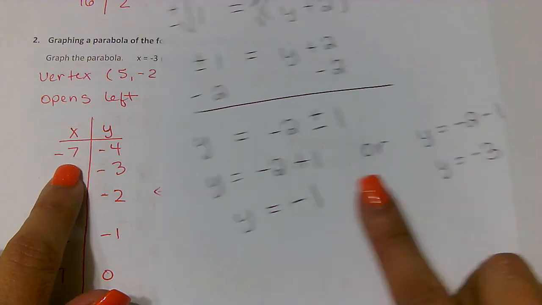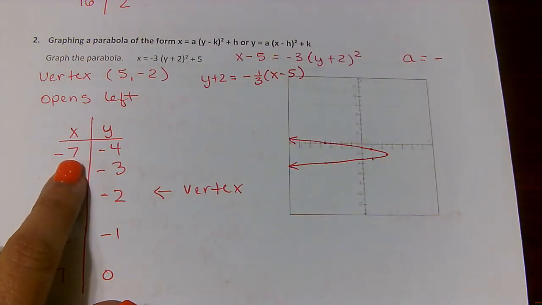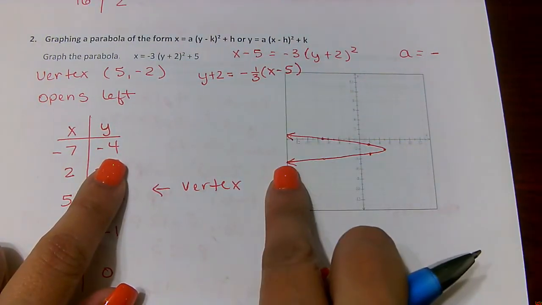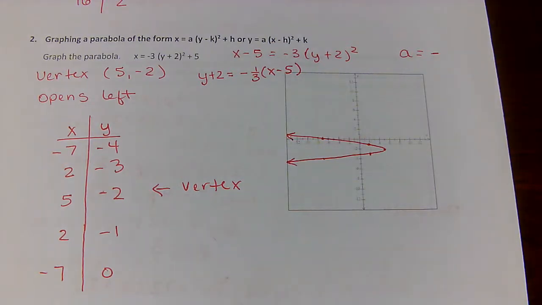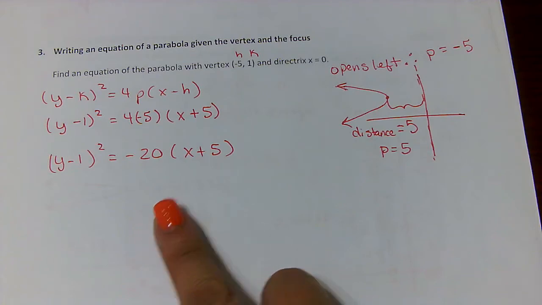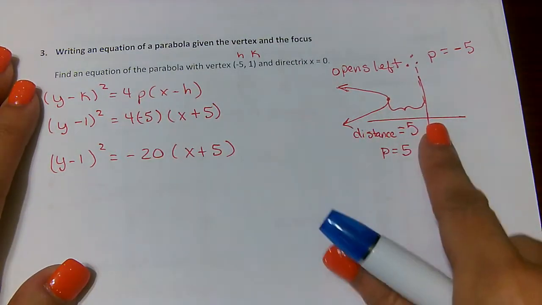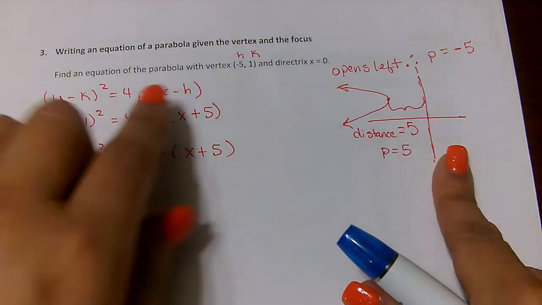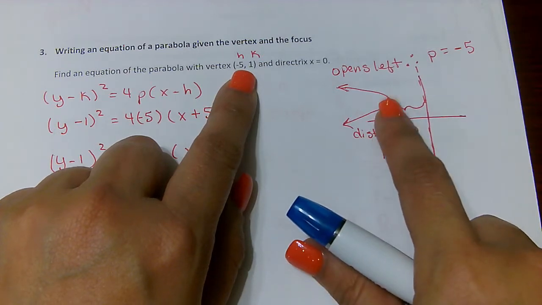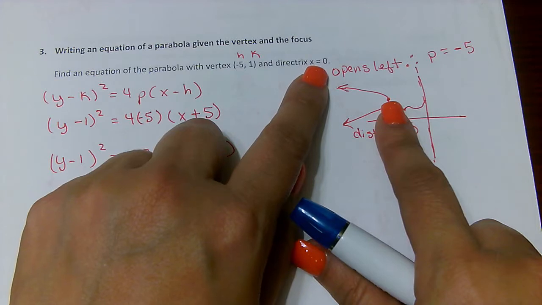I did the same thing for plugging in an x that is equal to -7. I went ahead and plotted those points, and then I'm able to go ahead and graph the parabola. Number 3. Number 3 says to write the equation of the parabola given the vertex and the focus. So the first thing I did was went ahead and graphed it on the side here. I labeled the vertex (-5, 1), so here's the vertex. Our directrix is x equals 0.